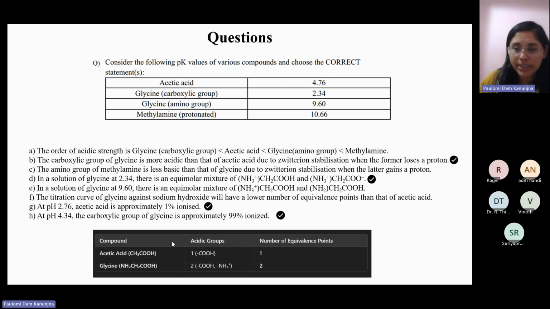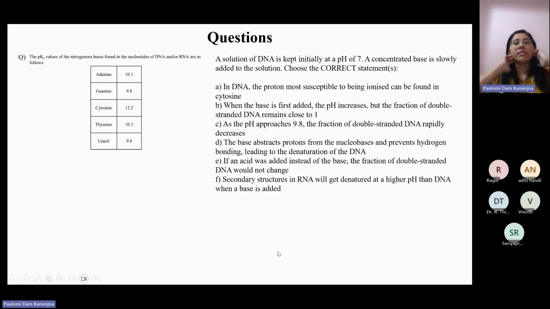All right. You can always come back and let me know if you have any doubt. Okay, next set of, again, inference-based questions. These are all important questions for you to understand the concepts. So you have pKa values for these different bases, all the different DNA and RNA bases: adenine, guanine, cytosine, thymine, uracil. Your DNA is initially at a pH of 7. Then you add concentrated bases, and you have these 6 statements. Which of the following 6 statements is correct? Take your time. There's no rush. We'll do it easily, and then we'll see the answers.